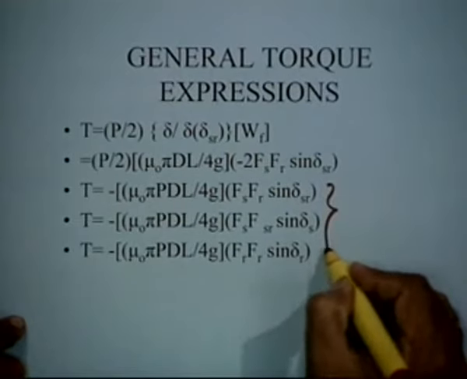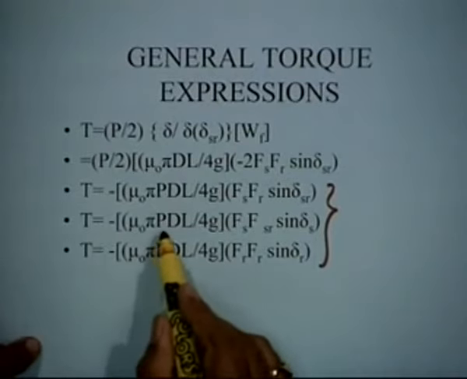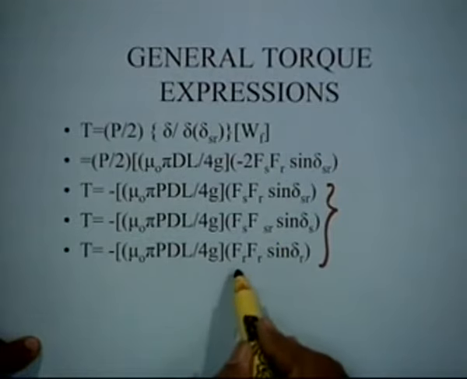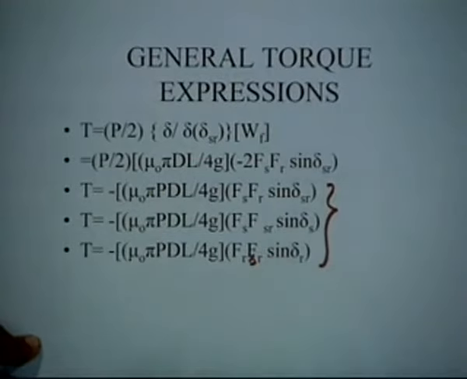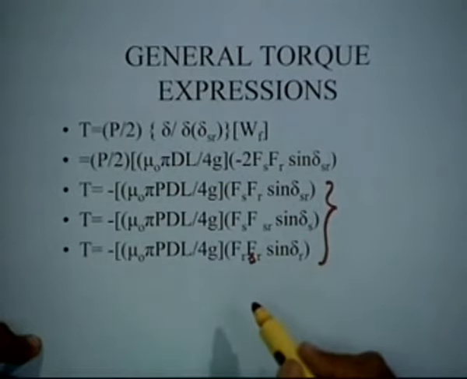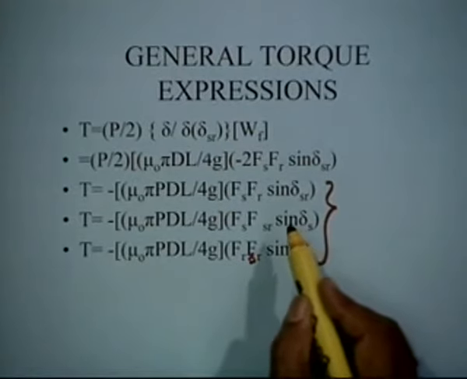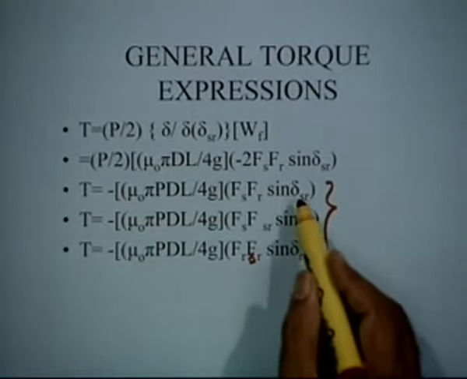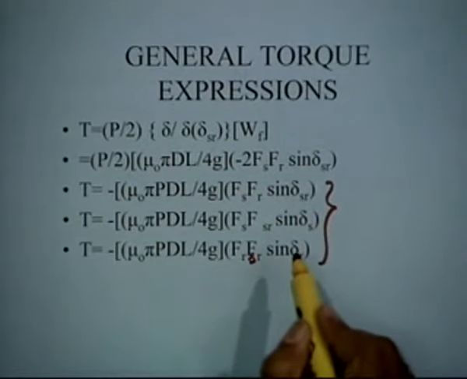So we have three general expressions for torque, with a constant which is a design constant, mu naught pi P dl by 4G, into Fs Fr sin delta Sr, Fs FSR sin delta R, and Fr FSR sin delta SR. So it is left to you to decide which is the most appropriate formula to use. Depending upon your excitation system, we can decide for each machine.